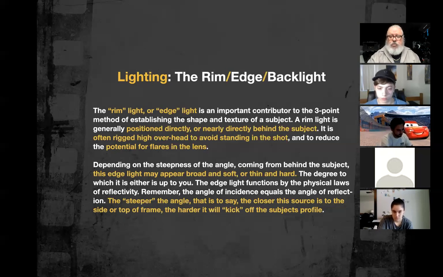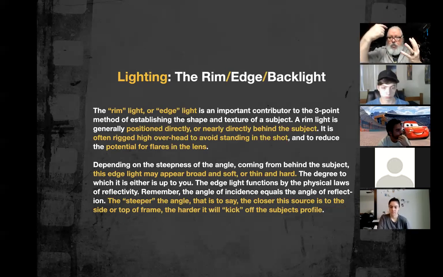The edge light functions by the physical laws of reflectivity. So it's a reflected angle. If the light is in the background, skipping off the back of my head and then going right into the lens, it will appear to have greater intensity than maybe the key light, which is actually right here, big and full and soft on my face from the front. But because of the reflection angle, it's going to appear brighter than my actual key light. It'll have more specular quality to it, okay?